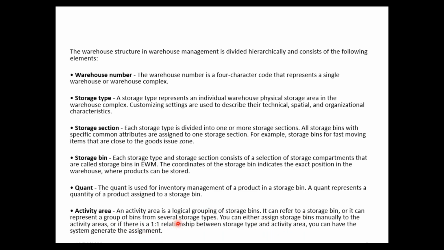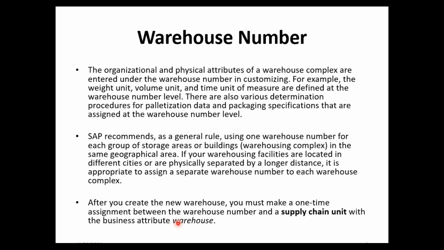Means either you select 100 bins and assign them to an activity area, or you have a one-to-one relationship with the storage type. One activity area for one storage type. That means all of the storage bins of that particular storage type will be part of this one particular activity area. That is a one-to-one relationship. Is activity area mandatory? It is mandatory, yes. You cannot run any processes in EWM without an activity area.